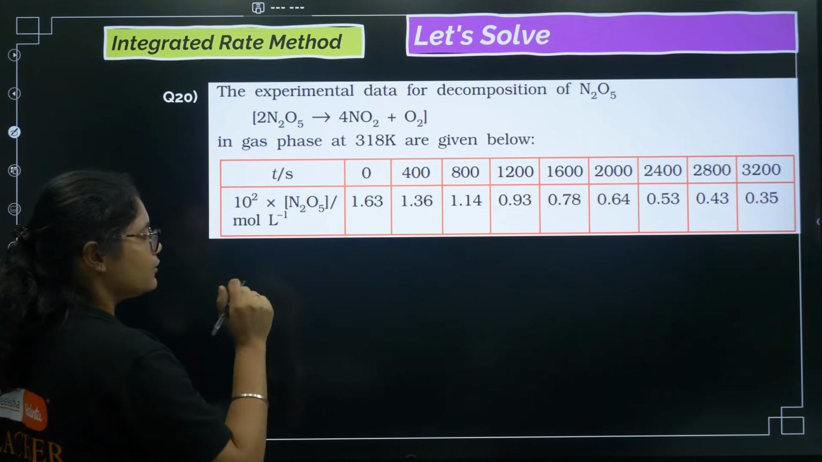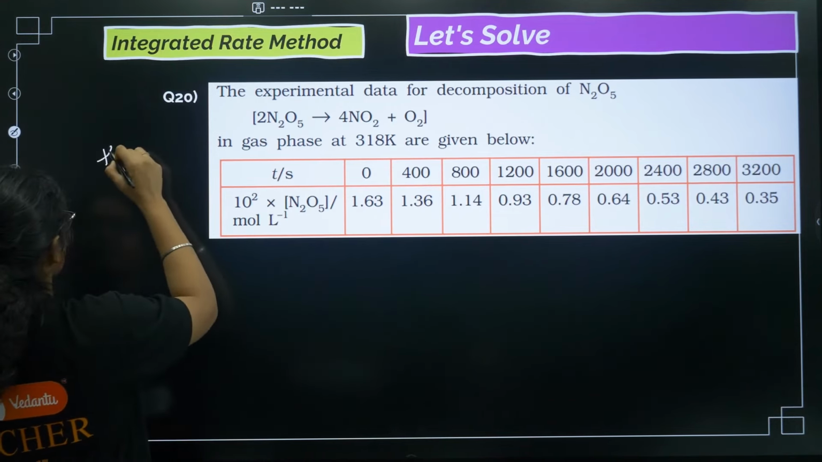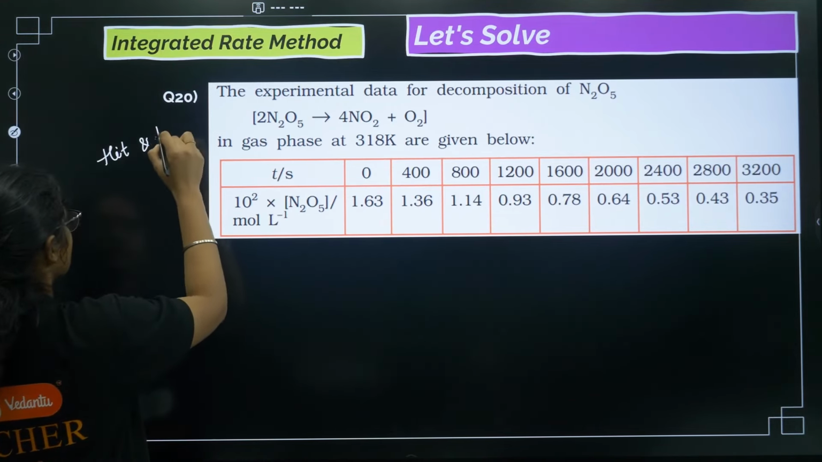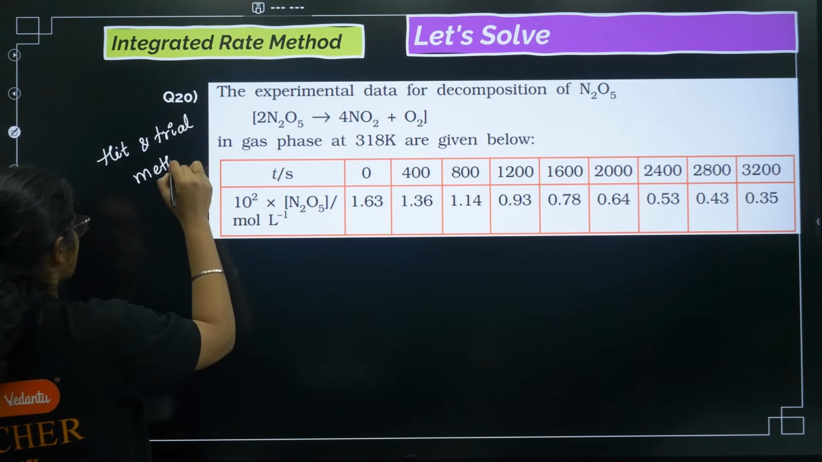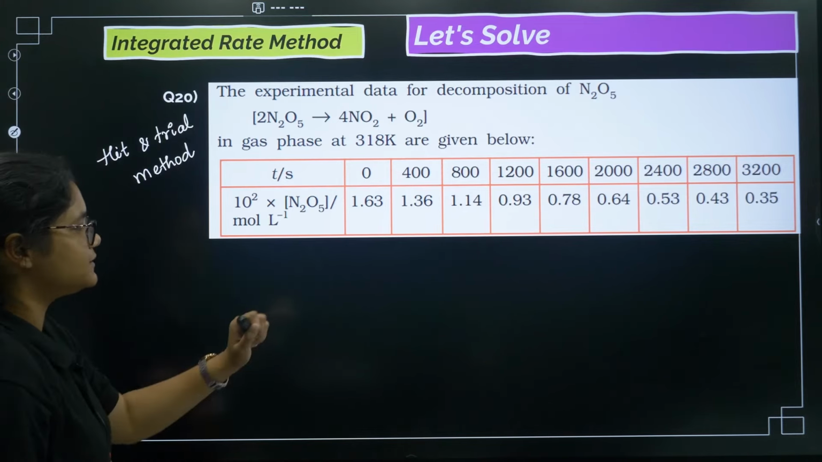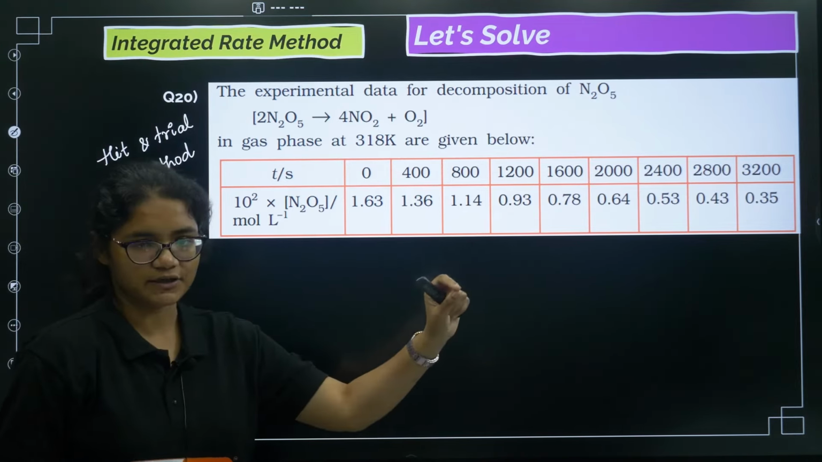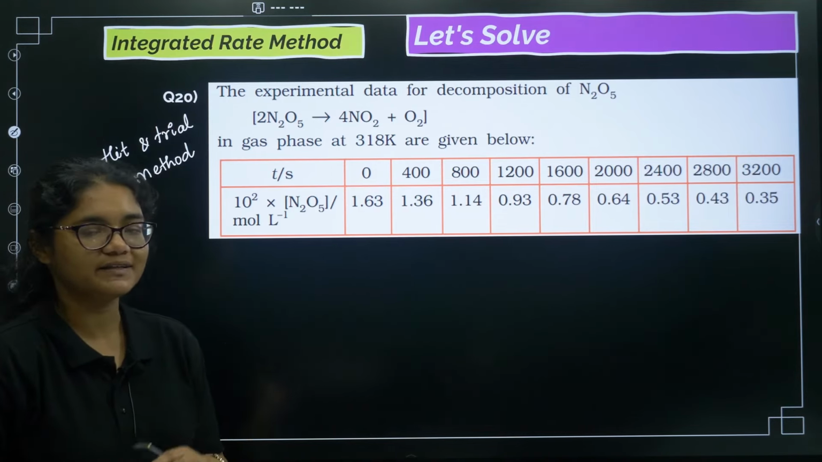See, what you need to do is you need to calculate. This is a hit and trial method. Now what do you mean by this hit and trial method? It means that when you are changing the concentration, you need to calculate the K, okay, and the K value should come somewhere similar, okay.